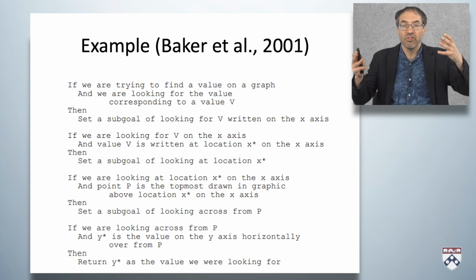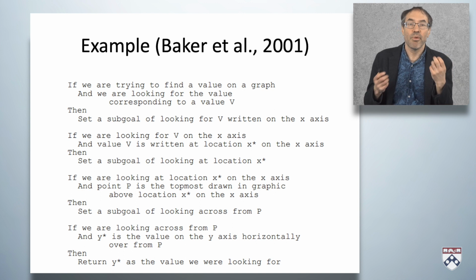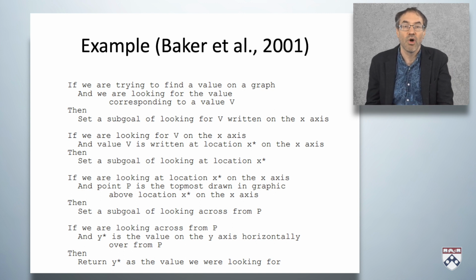If we're looking at location x hash on the x-axis, and point P is the topmost drawn in the graphic above location x hash on the x-axis, then set a subgoal of looking across from point P. If we're looking across from P, and y hash is the value on the y-axis horizontally over from P, then return y hash as the value we are looking for. Done. So this set of 4 productions represents the behavior of trying to find a value on a graph.